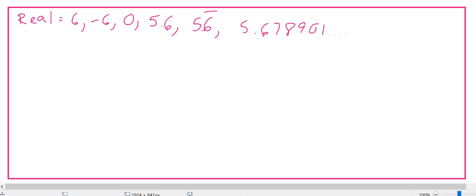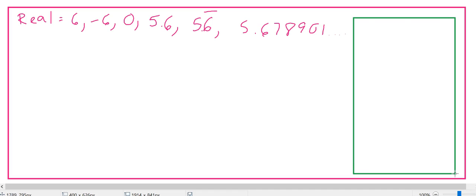An irrational number would only include the last type of number that is included in real numbers. It would only include decimals that go on forever and ever without repeating. So these are irrational numbers, and it includes a decimal like 5.6789001..., any decimal that goes on forever and ever without repeating. That is an irrational number.